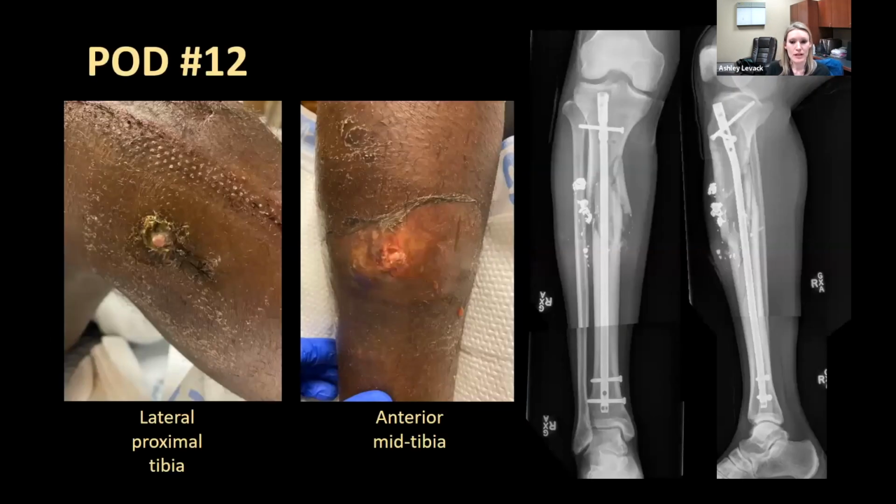Unfortunately, on post-op day 12, he came back with increased pain and purulent drainage over the anterior tibia. And he was afebrile, but his inflammatory markers were markedly elevated and his white blood cell count was nearly 20. He actually initially again presented to an outside hospital and was given antibiotics prior to transfer here. At the time, his knee incision was healing well, but you can see the pictures there. He had a draining sinus over the anterior mid tibia, and the previous lateral proximal tibia wound, which was the entry wound, was draining as well.